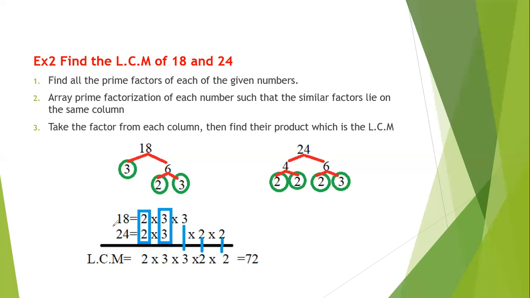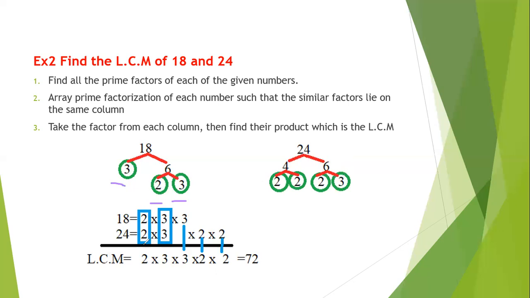Now I write 18. How can I get 18? 2 times 3 times 3. I write 2 times 3 times 3. 2 times 3, 6. 6 times 3, 18. This is correct. How can I get 24? 2 times 2, 4 times 2, 8 times 3, 24.